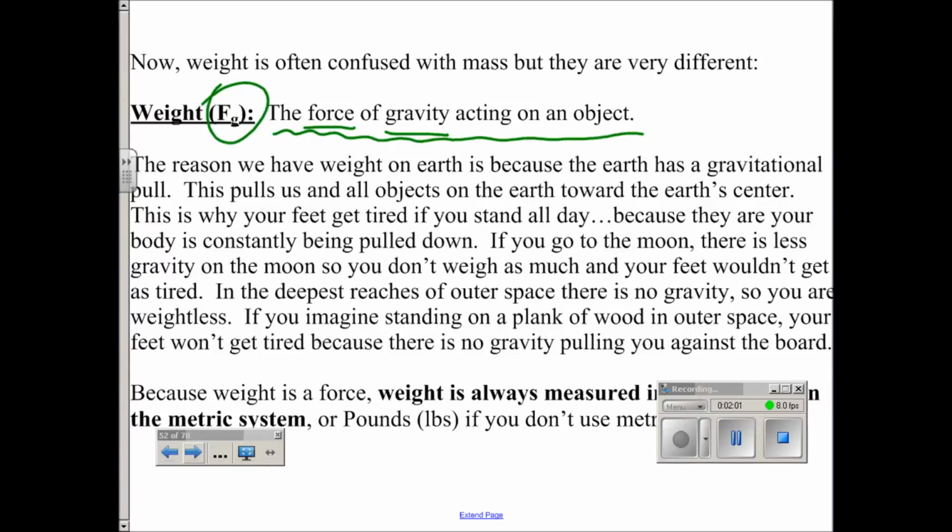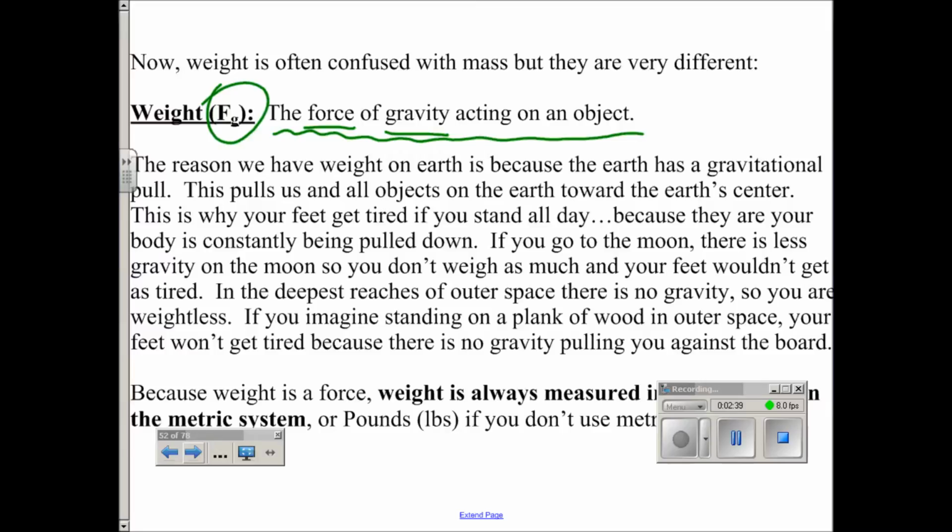All right, I cannot possibly stress this enough because people forget this every year. If I ask you the definition of weight, it's force of gravity. Weight and force of gravity are synonymous. Okay? When we talk about weight, we're talking about the amount of force that the Earth's gravitational pull has pulling an object down towards the center of the Earth. So you need to put that in your head, that weight and force of gravity mean exactly the same thing. Okay? So the reason that we have weight on Earth is because the Earth has a gravitational pull, right? This pulls us and all objects on the Earth towards the Earth's center.